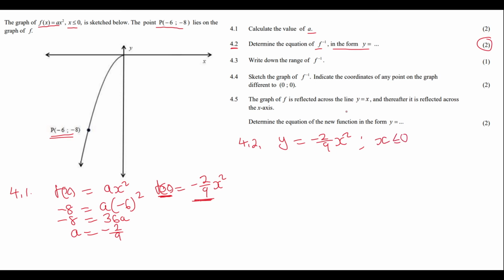Let's interchange. Where there's x, we put y. Where there's y, we put x. So it becomes x is equal to -2 over 9 y squared. And then even here the domain becomes y less than or equal to 0. Remember, the domain becomes the range and the range becomes the domain. If you interchange, where there's x, you put y; where there's y, you put x. Okay, please take note of that.